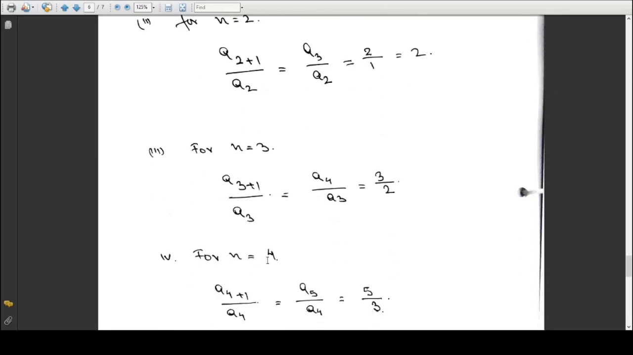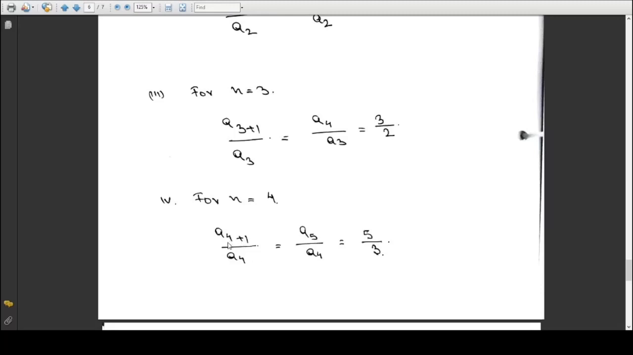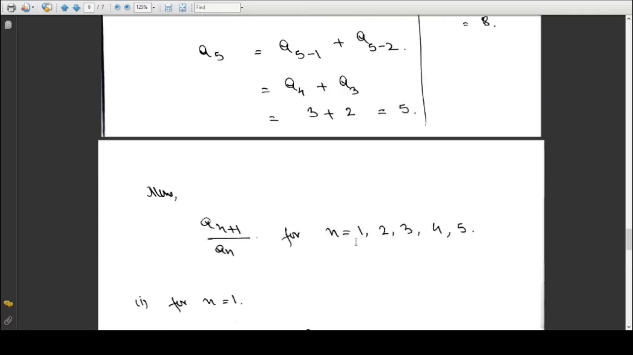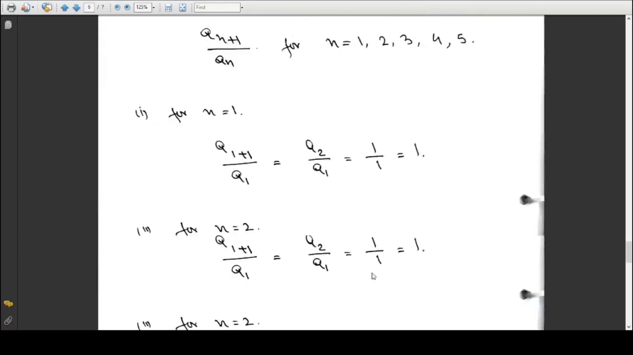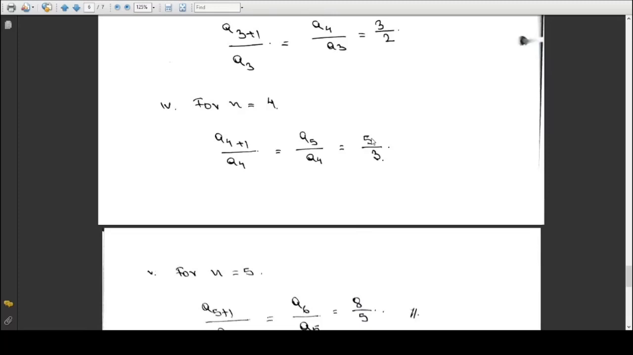Next, for n equal to 4, putting n equal to 4, we get a(4 plus 1) by a4. 4 plus 1 is 5, so a5 by a4. This means the fifth term divided by the fourth term. The fifth term is how much? You just go through what we have found out. The fifth term is 5 and the fourth term is 3, isn't it? Therefore 5 by 3 is the value of a5 by a4.